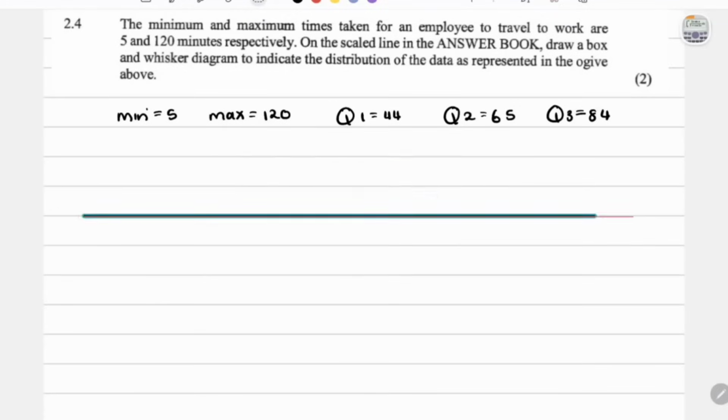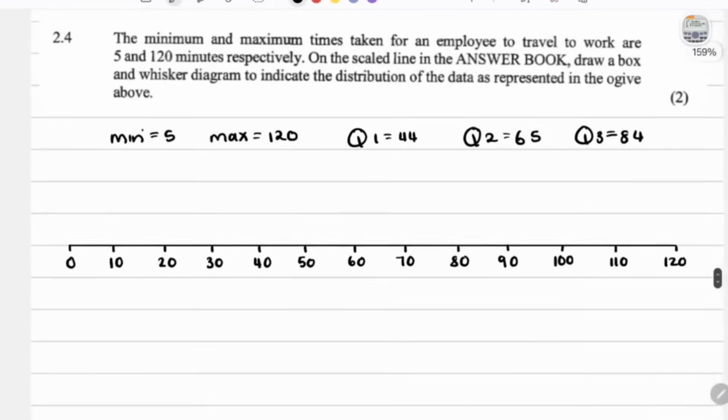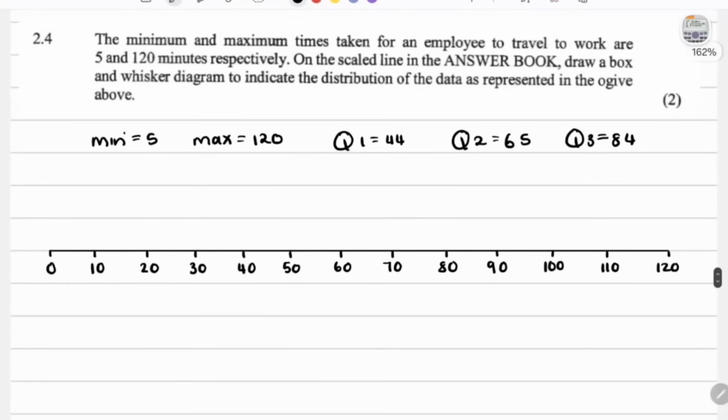Are you going to count in 5s? Are you going to count in 2s? Looking at the numbers, I would want to count in 5s, but 5s would be too many numbers. So how about we just count in 10s? Okay, so I'll count in 10s. Okay, our number line is done. And now let's just put down the values.